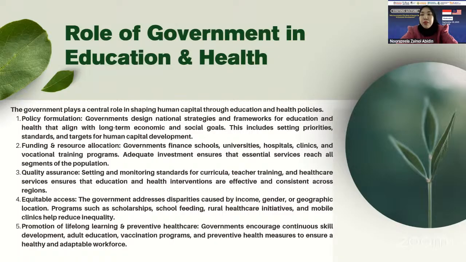Then setting and monitoring standards for curriculum, teacher training, and healthcare service to ensure that education and health interventions are effective and consistent across regions. The next is the government addresses disparities caused by income, gender, or geographic location. So programs such as scholarships, school feeding, rural health care, and mobile clinics help reduce the inequality. And the last one is the government encourages continuous skill development, adult education, vaccination programs, and preventive health measures to ensure a healthy and adaptable workforce.